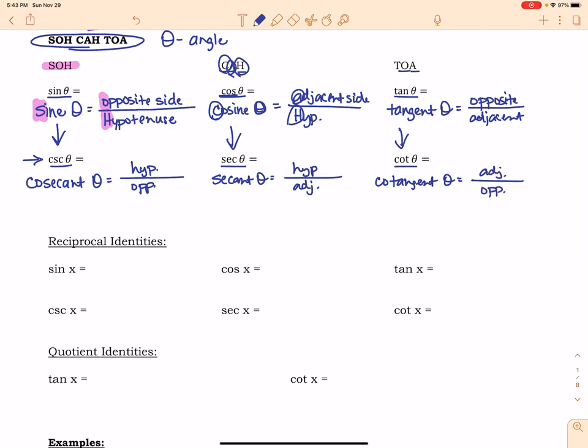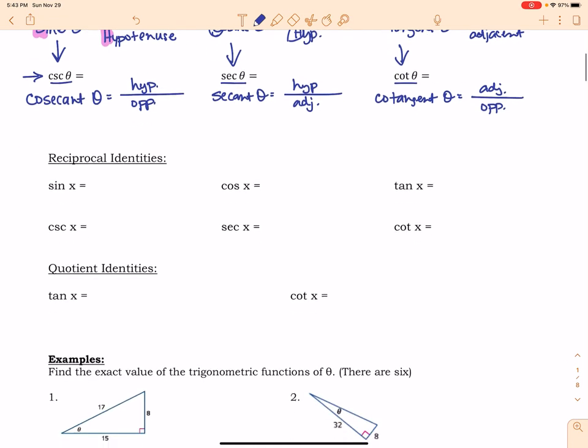Awesome. Okay, so let's look at an identity here. Reciprocal identities and quotient identities. These are the identities we're going to talk about. Identities just means it's a rule that's always true. So sine of x, and notice I'm using x now instead of theta. It doesn't matter, so I don't want you to freak out. I'm just using x to show you that you can use any letter to designate an angle.